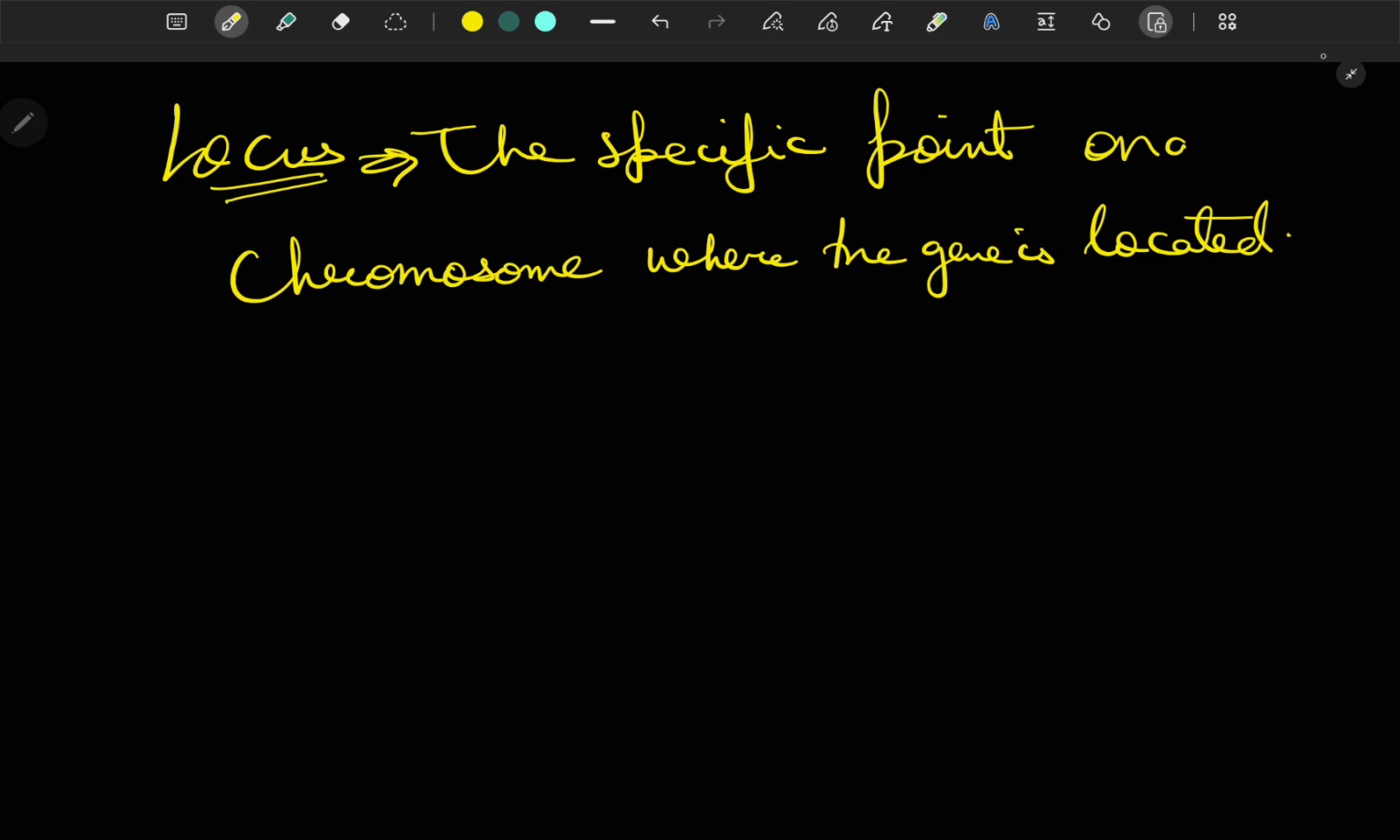To find the exact position of a gene on a chromosome, we use a term called locus, which means the specific point where the gene is present on the chromosome. Locus, in simple words, means place.